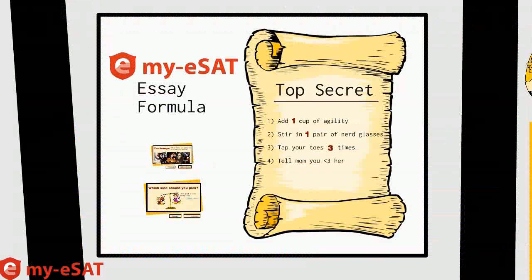Alright, so now it's time for what you've all been waiting for, the MyESAT essay formula. I'll go over step by step what you should do for each sentence and paragraph. And here's a secret. SAT readers are a little bit like Taylor Swift. They know exactly what they're looking for, and they are just waiting for the perfect essay to come sweep them off their feet.